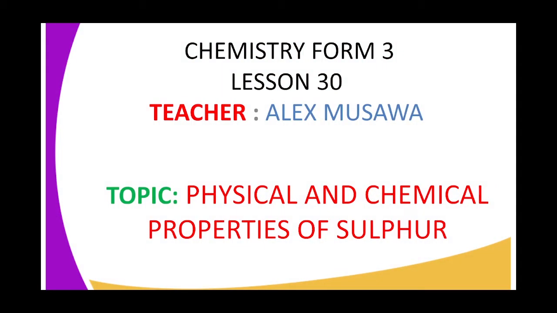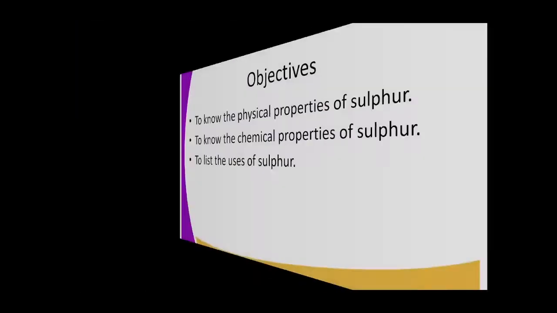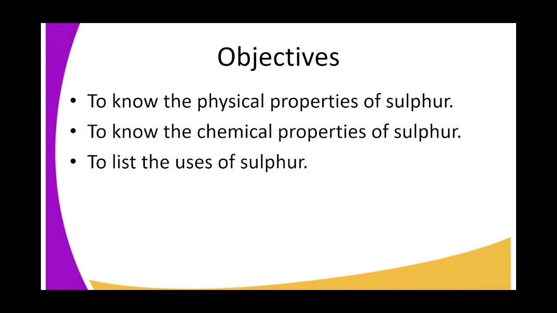I am your tutor, Alex Musawa, and I'll be taking you through Chemistry, Form 3, Lesson number 30. Our topic is Physical and Chemical Properties of Sulphur. The objectives of this lesson are: number 1, to know the physical properties of sulphur; number 2, to know the chemical properties of sulphur; and number 3, to list the uses of sulphur.